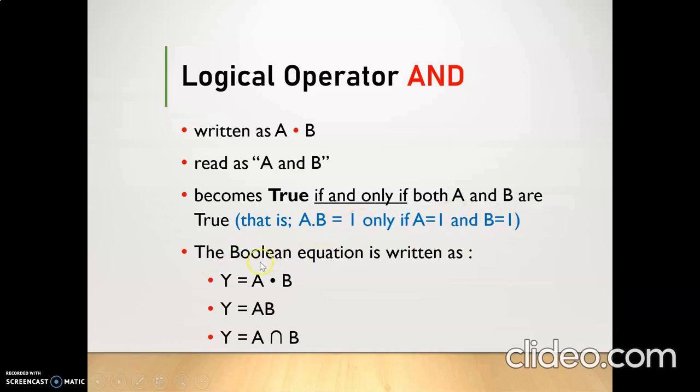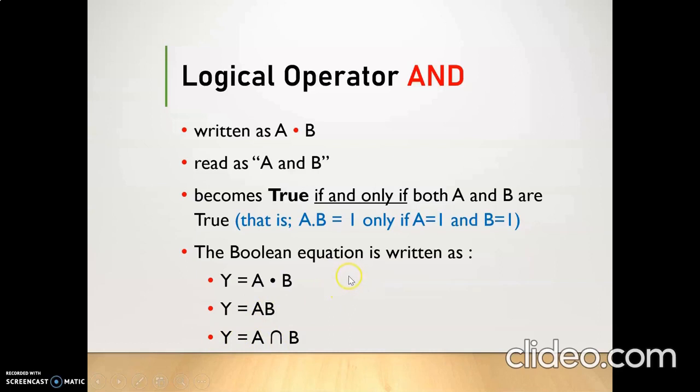So the Boolean equation is written as below. We are going to write the Boolean equation like this. This is an equation because we have y equals. When we have the output in front equal to the expression, we call this an equation. So for and, a Boolean equation can be written in three ways. We can write y equals a dot b using dot, y equals ab without any symbol between a and b, and we can also write a intersect b. This is also read as a and b.